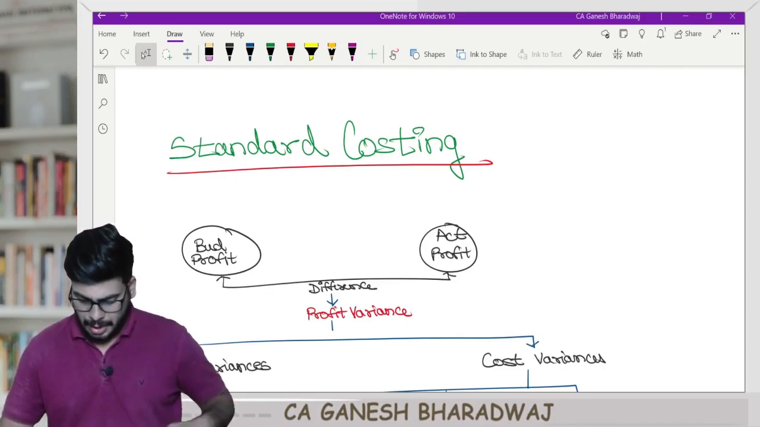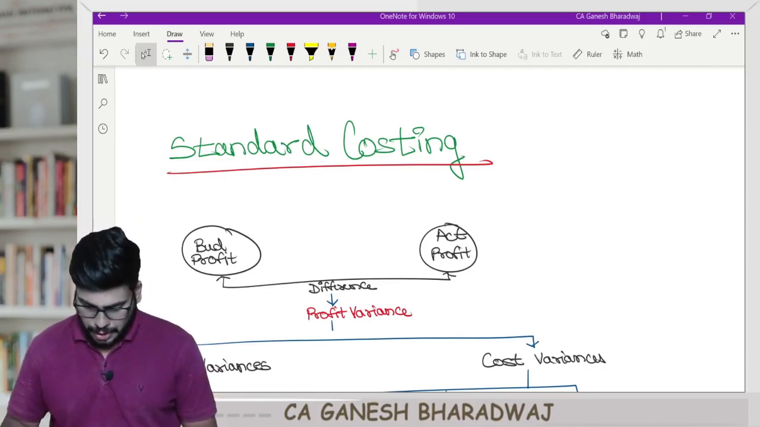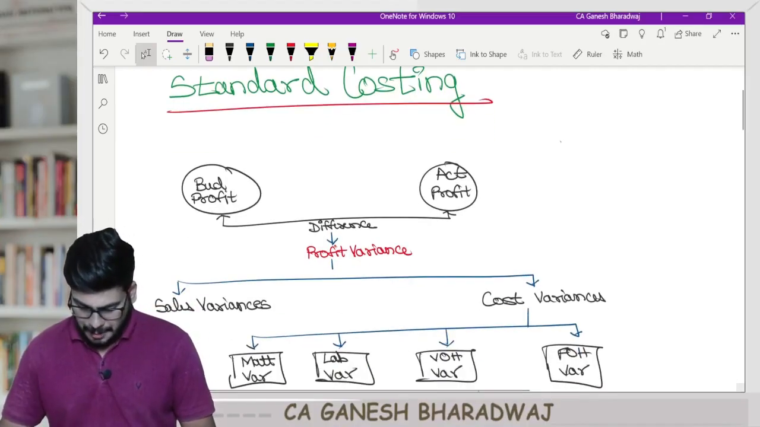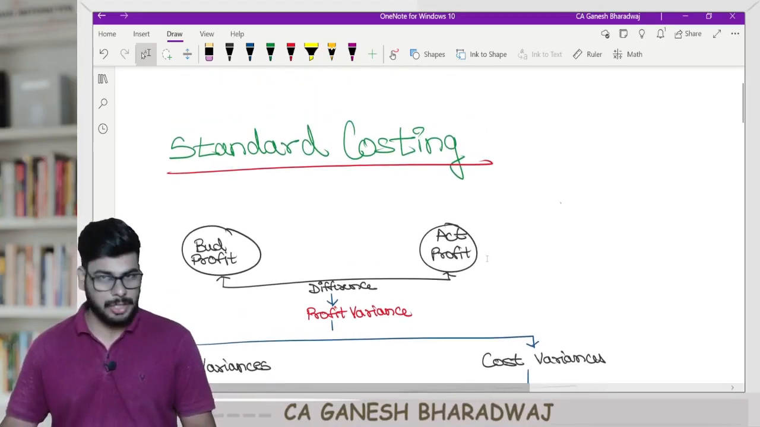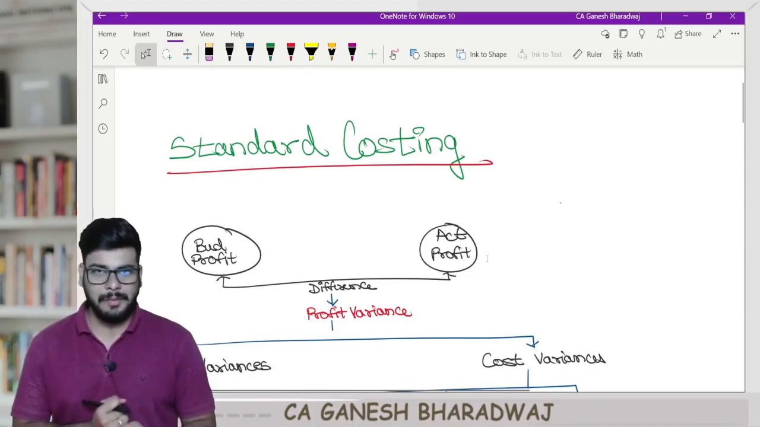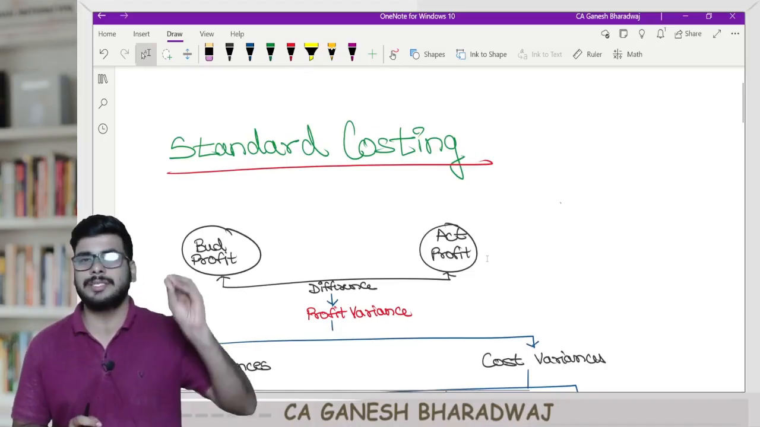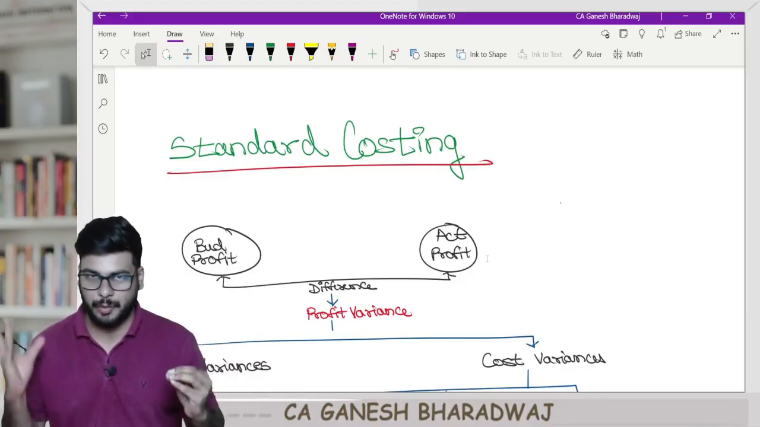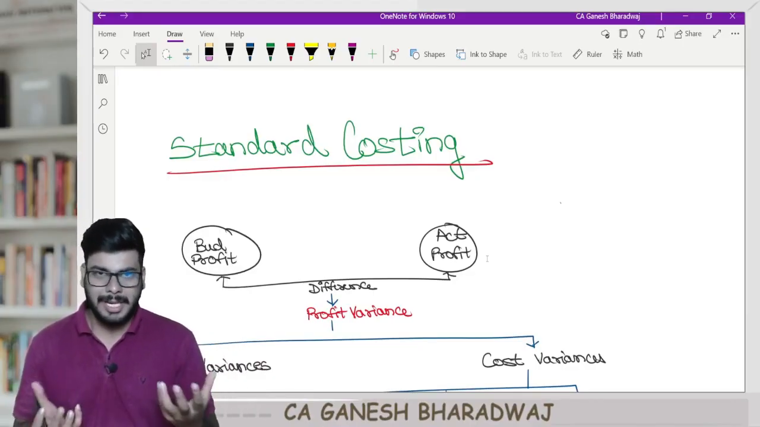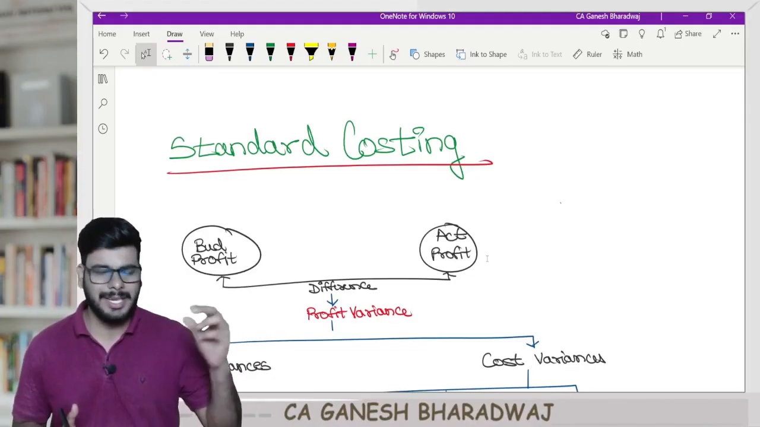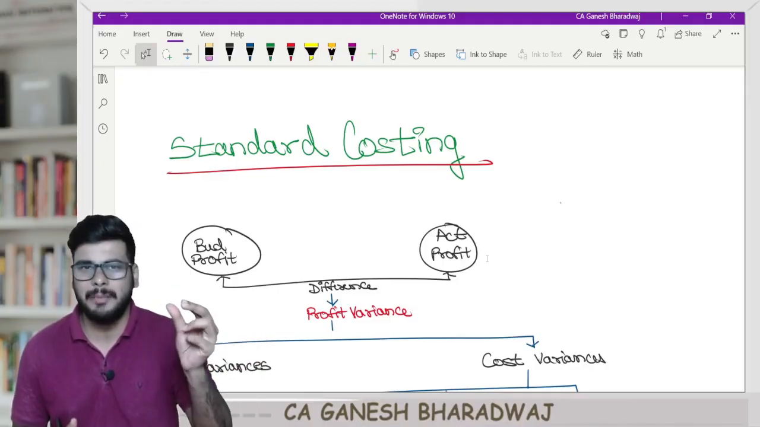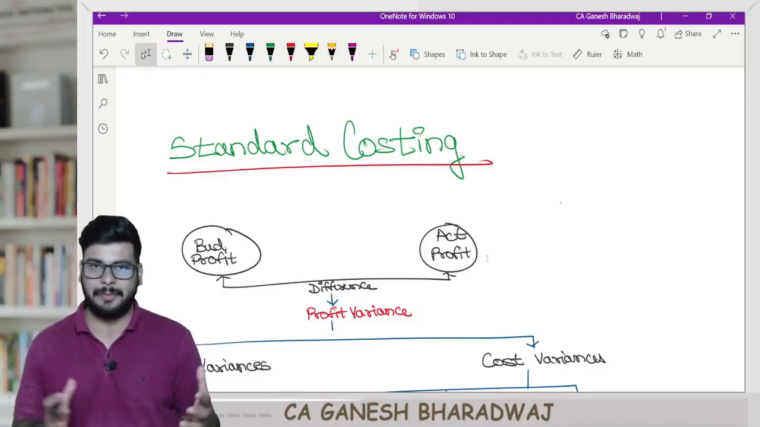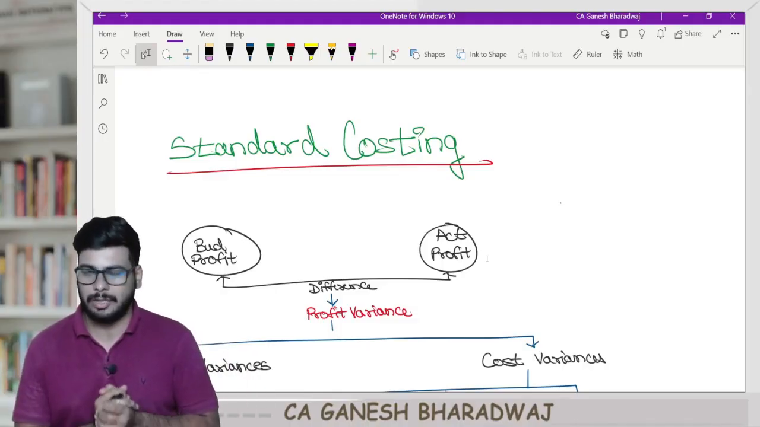Right guys, before we move into the revision of standard costing, let me tell you a few things about this chapter. Number one, this chapter, standard costing, is a common chapter between paper 8 cost accounting and paper 12 management accounting. But syllabus wise, in cost accounting there is only a very limited portion of this chapter, whereas in management accounting, the entire chapter, all the concepts involved in standard costing, is there.